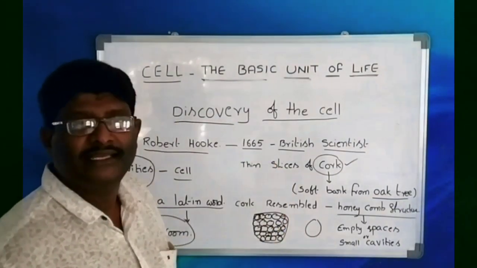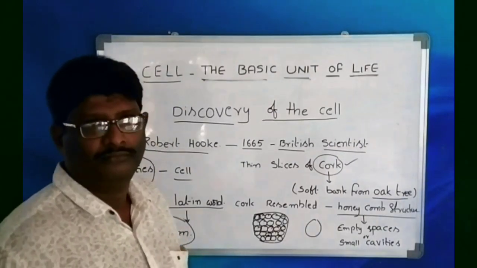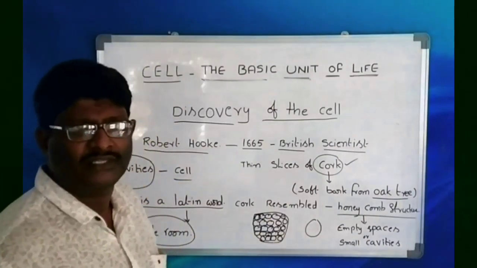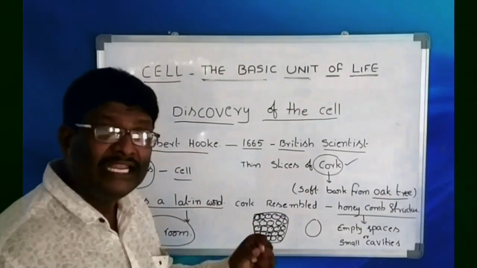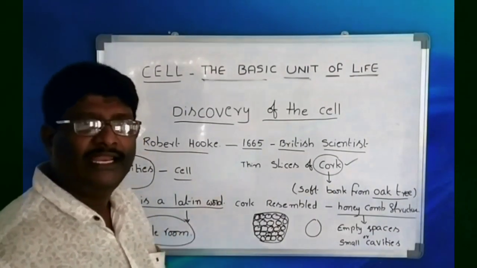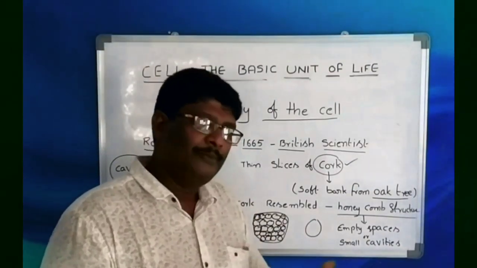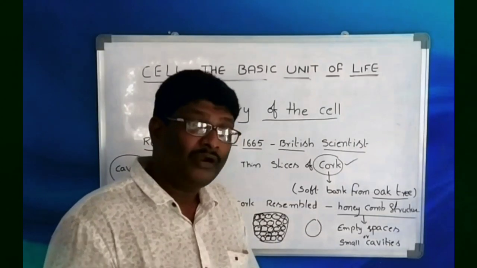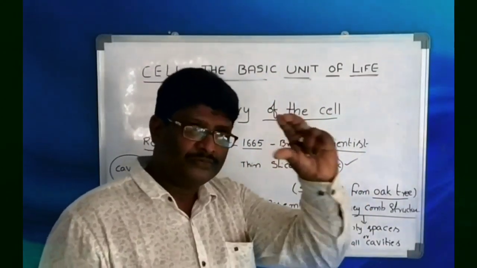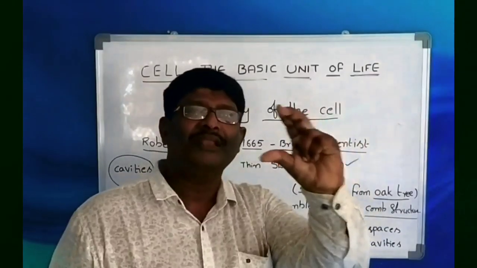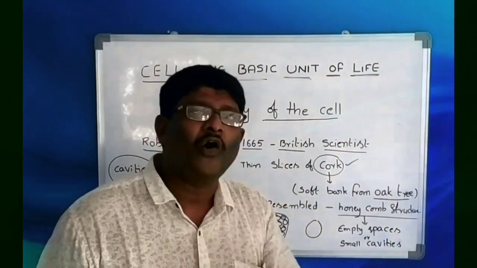Cell means little room in Latin. It is a Latin word. So when he saw the structure with the help of a microscope, how did that part appear? It appeared like a honeycomb structure. In the honeycomb structure, he found so many cavities, so many empty spaces. Each empty space he called a cell.